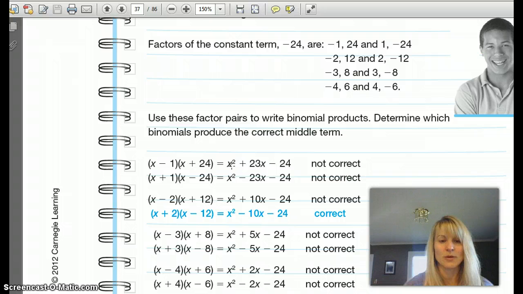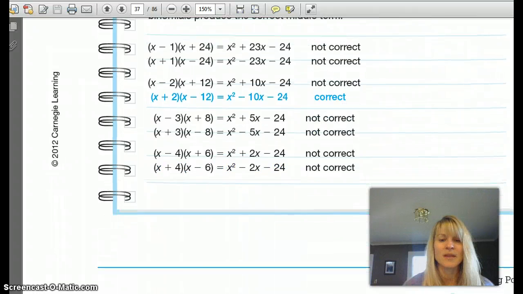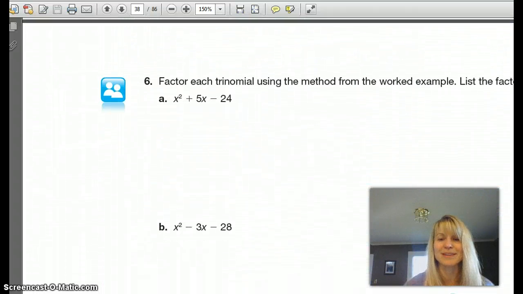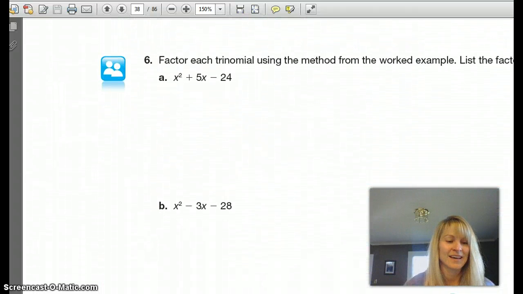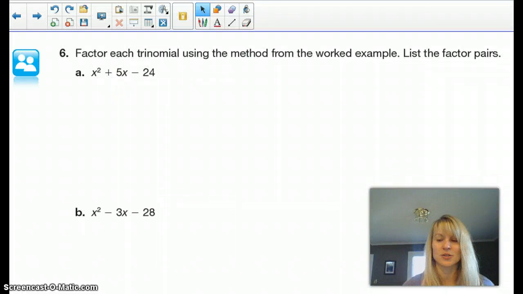If they put 1 and 24 in here, negative 1 plus 24 gives you 23. So that won't work. So they try flipping their signs around. They try different methods of that. I think I have a better method than this. I like to think of it as like a chart method.